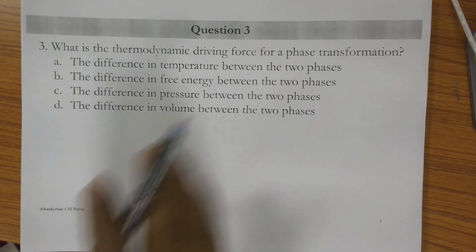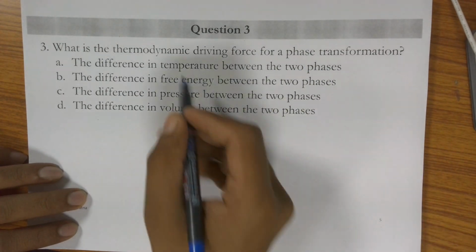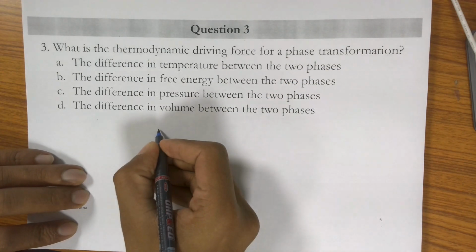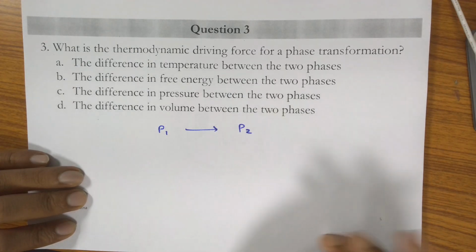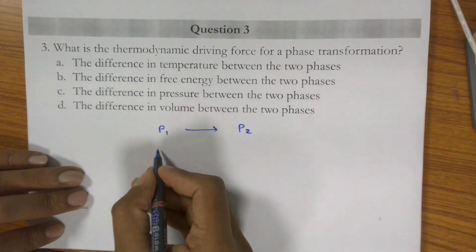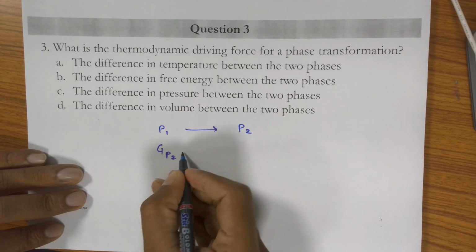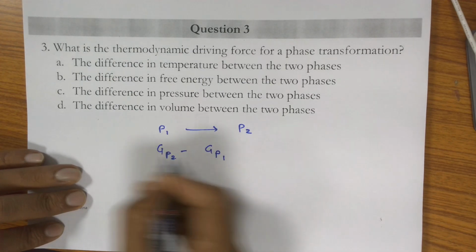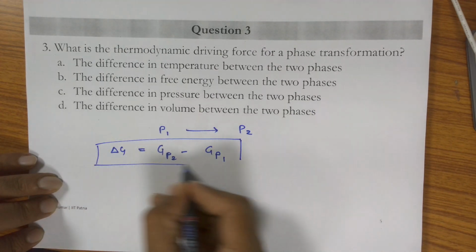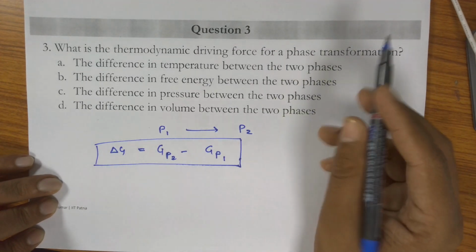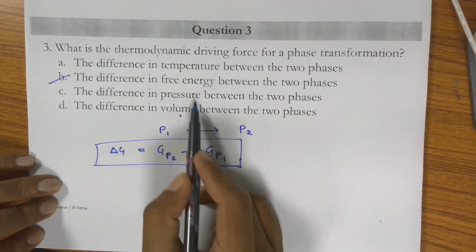Very easy, this question number 3. What is the thermodynamic driving force for the phase transformation? Let us say a phase 1 has transformed to phase 2. What is the driving force for this to happen? We know that it's the Gibbs energy of phase 2 minus Gibbs energy of phase 1. This is the driving force for any particular phase transformation to occur. So we can say that option B is the right answer. It's not the temperature, it's not the pressure, it's not the volume. It's the delta G.